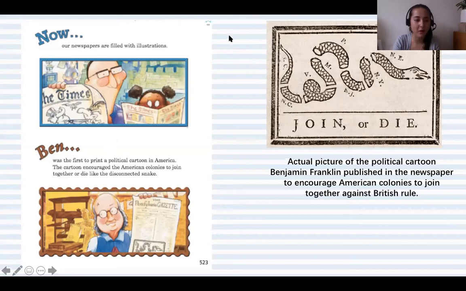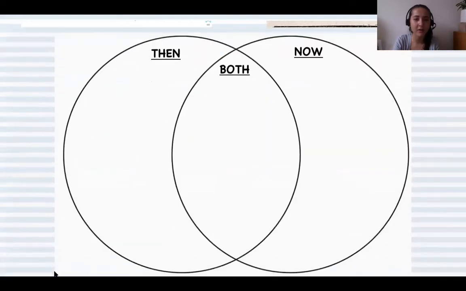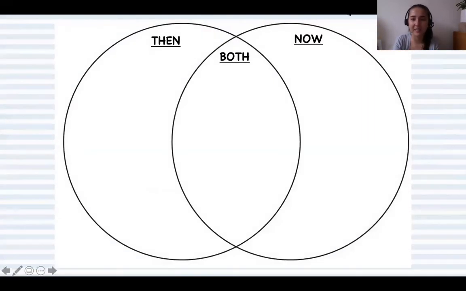Well done. Okay, so let's go to our Venn diagram. Let's add some things in. Okay, then. What can we write in then that we've just learned about from back then?